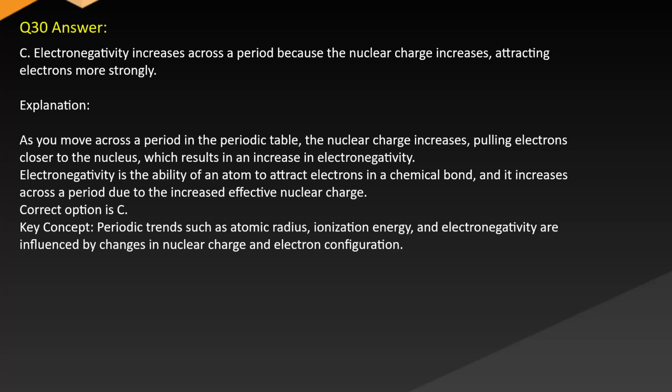Answer: C. Electronegativity increases across a period because the nuclear charge increases, attracting electrons more strongly. Explanation: as you move across a period in the periodic table, the nuclear charge increases, pulling electrons closer to the nucleus, which results in an increase in electronegativity. Electronegativity is the ability of an atom to attract electrons in a chemical bond, and it increases across a period due to the effective nuclear charge. Correct option is C. Key concept: periodic trends such as atomic radius, ionization energy, and electronegativity are influenced by changes in nuclear charge and electron configuration.